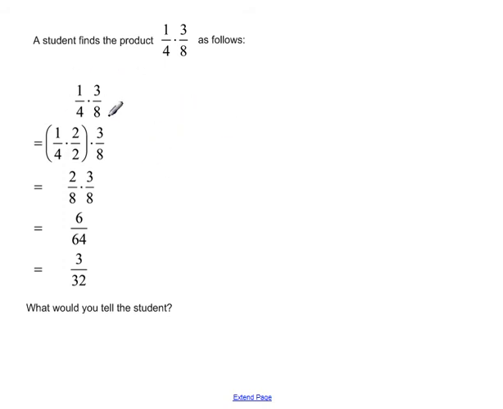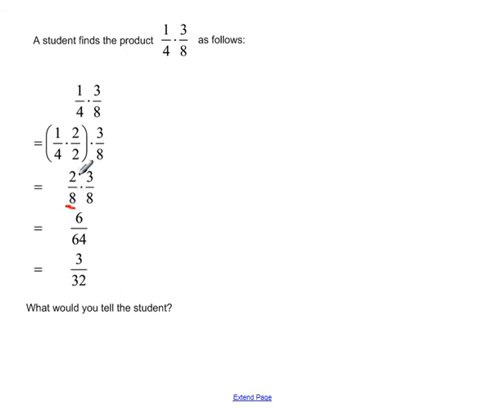So they start off by writing the original problem, 1/4 times 3/8, and then let's see what's going on in this next step. Here they're multiplying 1/4 by 2/2. Now why would they be doing that? Looks like they're doing that in order to come up with a common denominator of 8. So now instead of 1/4 times 3/8, they have 2/8 times 3/8. And notice that that is legal. I mean, 1/4 and 2/8 are equivalent fractions to each other.